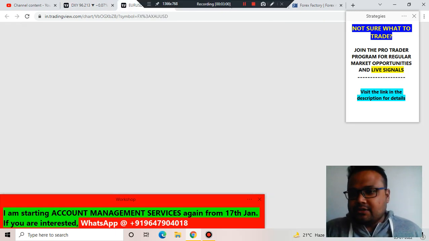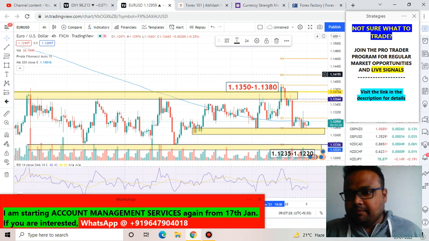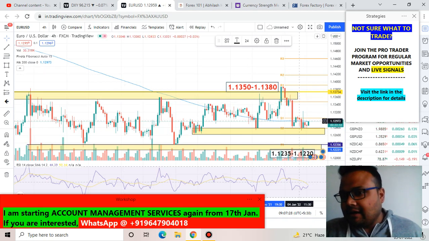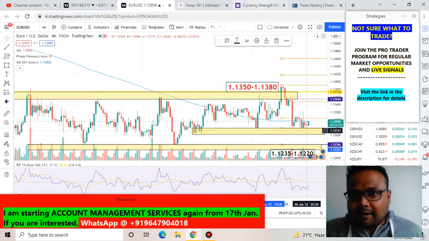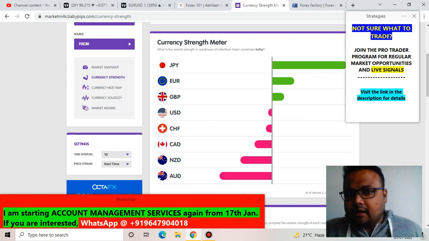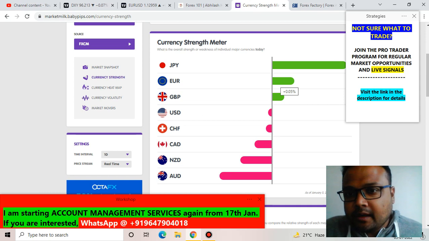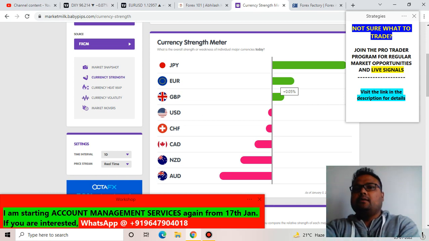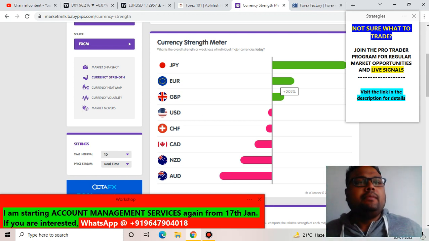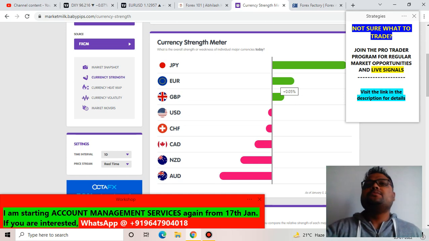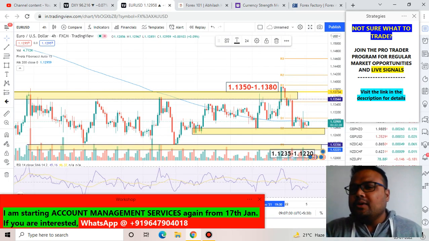Now let's focus on the chart of Euro USD. So Euro USD, after taking support, is trying to go up. If you look at the currency strength meter again, here is our beloved euro. Euro is positive. I won't say that euro is extremely positive or very bullish, but yes, euro is positive, and as a result euro is going up.